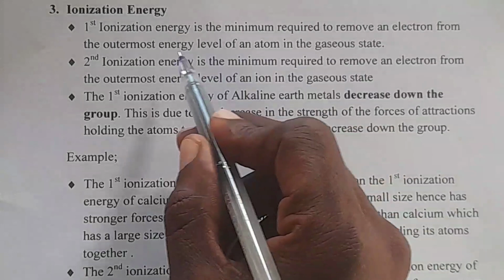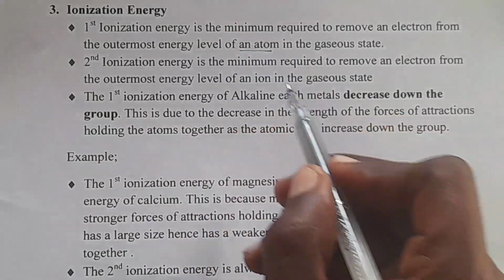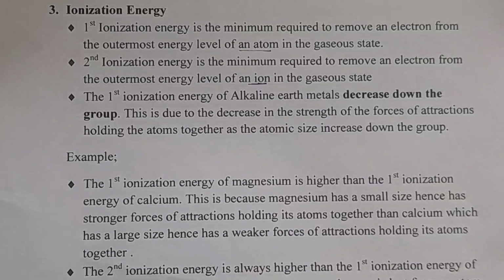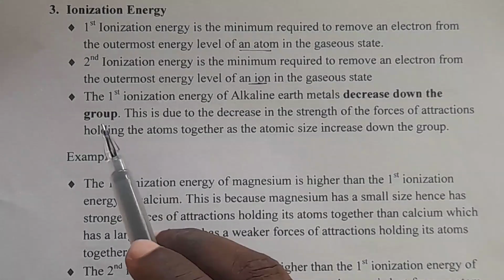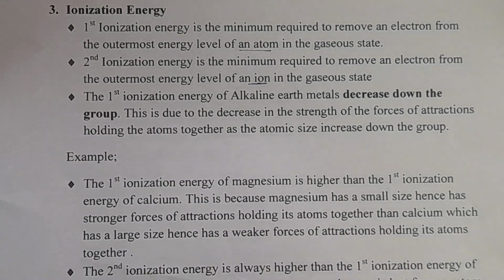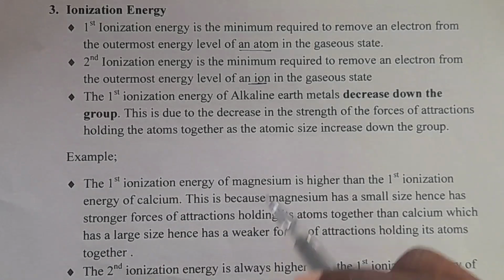Initially, it was from the outermost energy level of an atom, but now it is from the outermost energy level of an ion in the gaseous form. Okay, next, let us see the trend in the first ionization energy of alkaline earth metals. It will be the same as the trend of ionization energy in alkali metals.